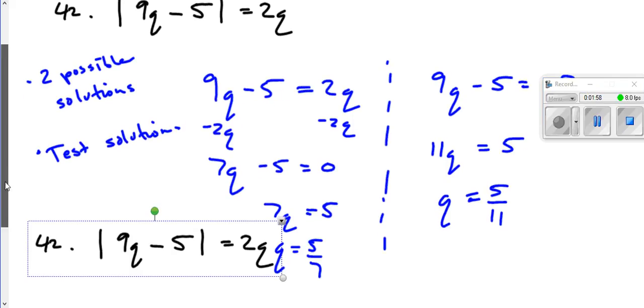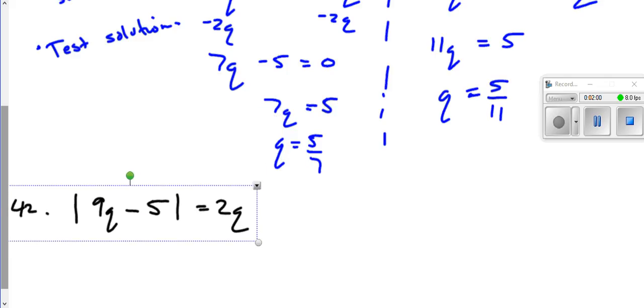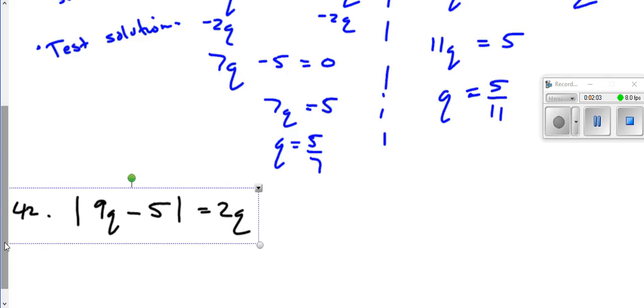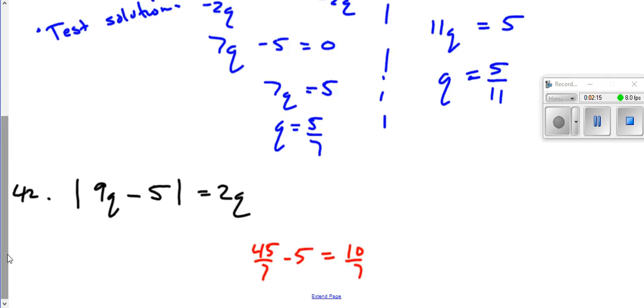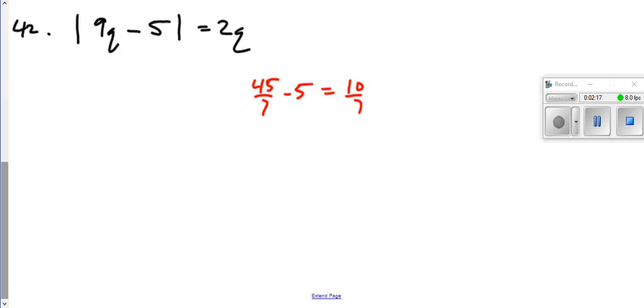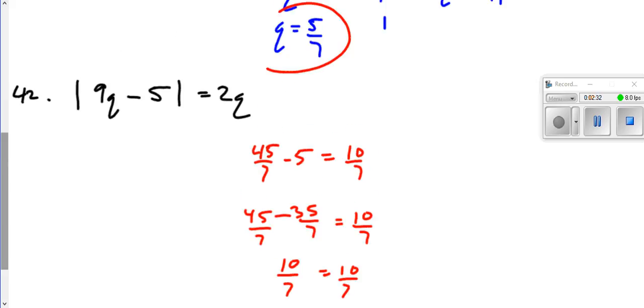We're going to use this and plug those values in here. I'm going to take 5 sevenths and plug that in there. So what we have is 45 sevenths minus 5, and that should equal 10 sevenths. Just check this out: we have 45 sevenths minus 35 sevenths, and that equals 10 sevenths. Does it equal 10 sevenths? Yes, it does. So this one is A-OK in my book. This one is good, so we'll circle that one.